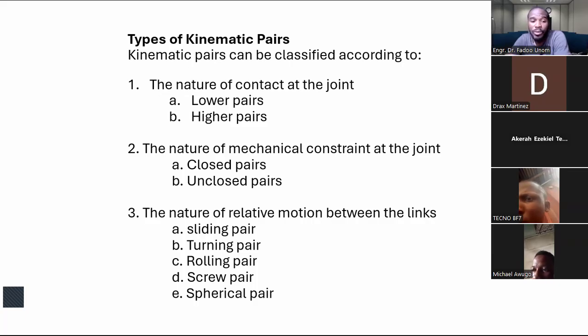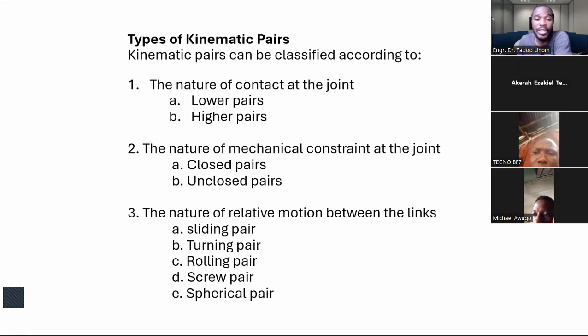And then we looked at the nature of the mechanical constraint at the joint, okay, how these joints are mechanically held together. And with that classification, we looked at closed pairs and unclosed pairs. And then we looked at the nature of the relative motion between the links. Remember, we said that they must have relative motion between them for them to be kinematic pairs. Okay. And we have sliding pairs, turning pairs, rolling pairs, screw pairs, and spherical pairs. We dealt with all of these last time I was in class, right?